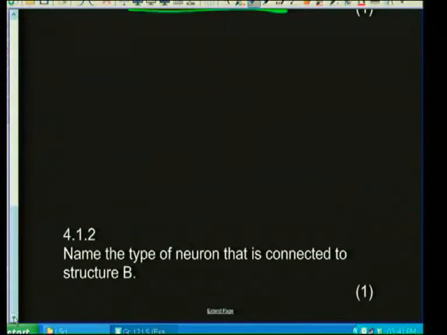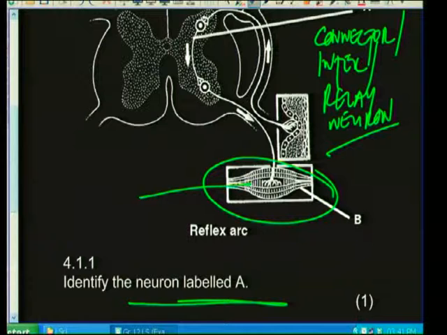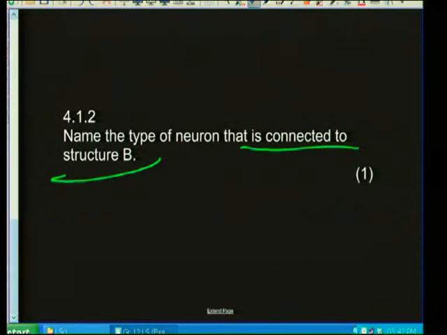Name the type of neuron that is connected to structure B. So we go to structure B. This is a muscle, as you can see clearly, so it is an effector. And what is this neuron coming out of the spinal cord and going to this area? Look at the direction of impulse also. The one that brings impulses to the effector is known as a motor neuron.